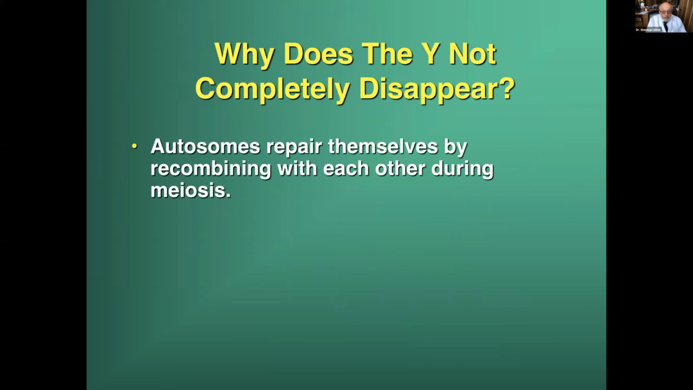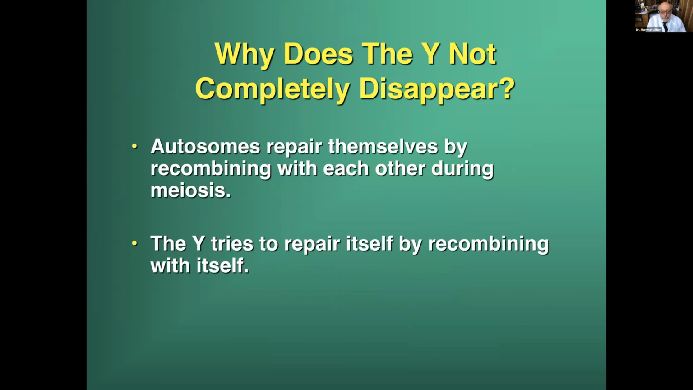So why does the Y not completely disappear? Well, because autosomes repair themselves by recombining with each other during meiosis. The Y tries to repair itself by recombining with itself. And this is the funny part of it.